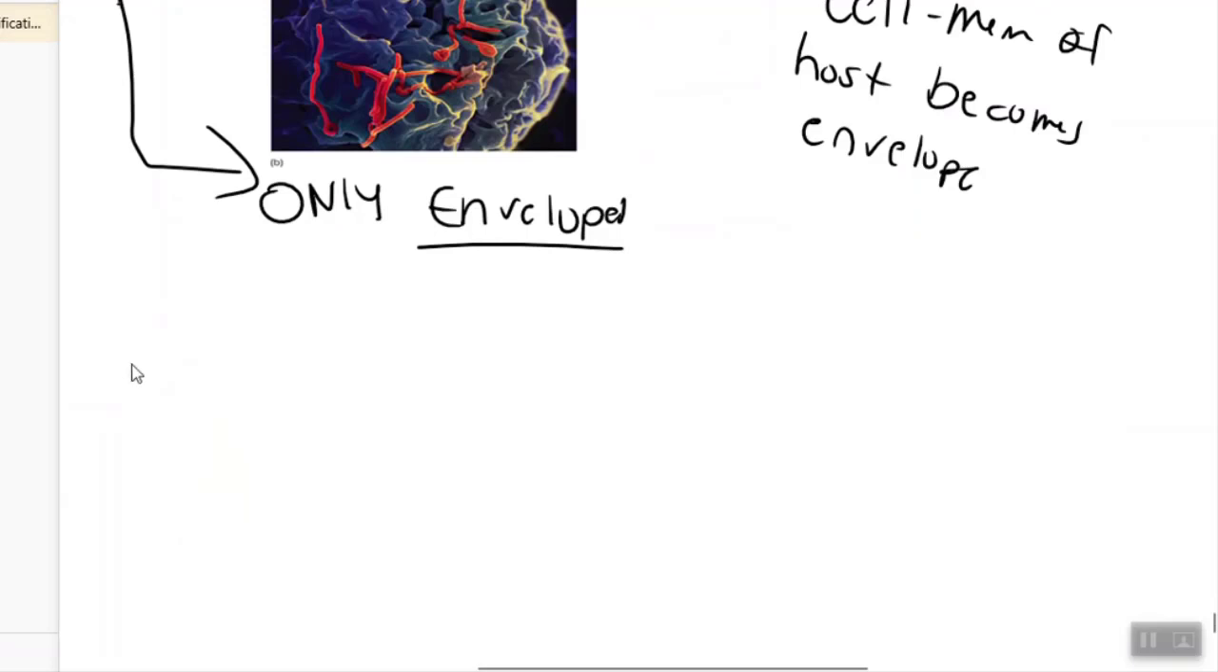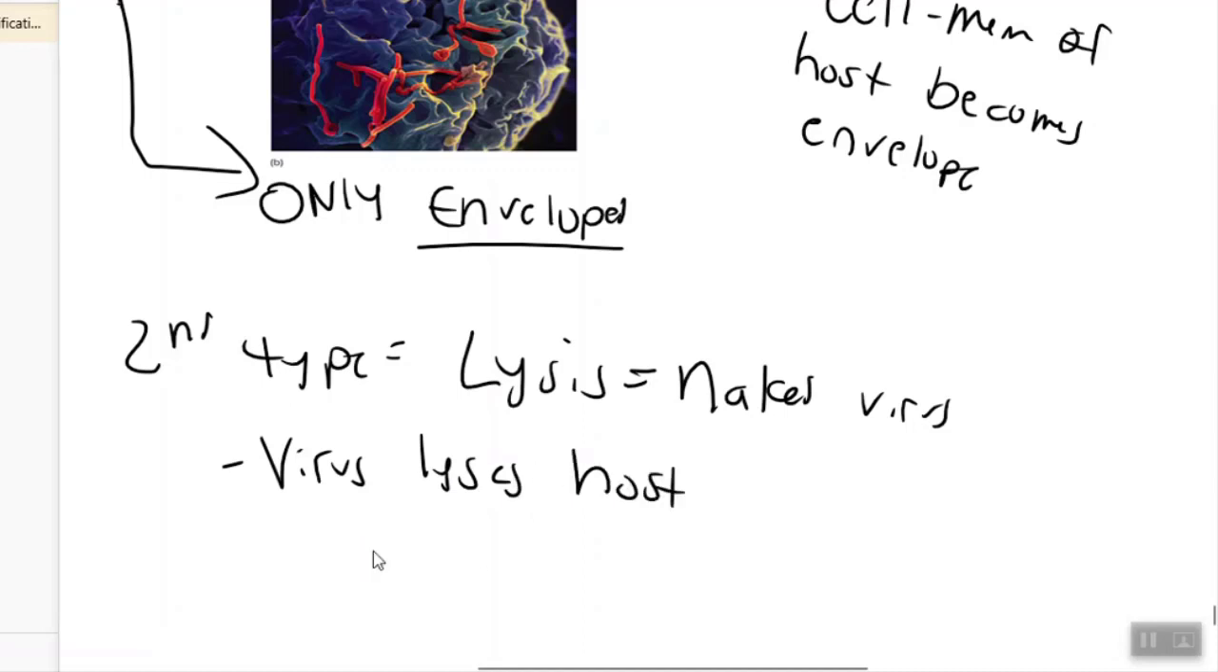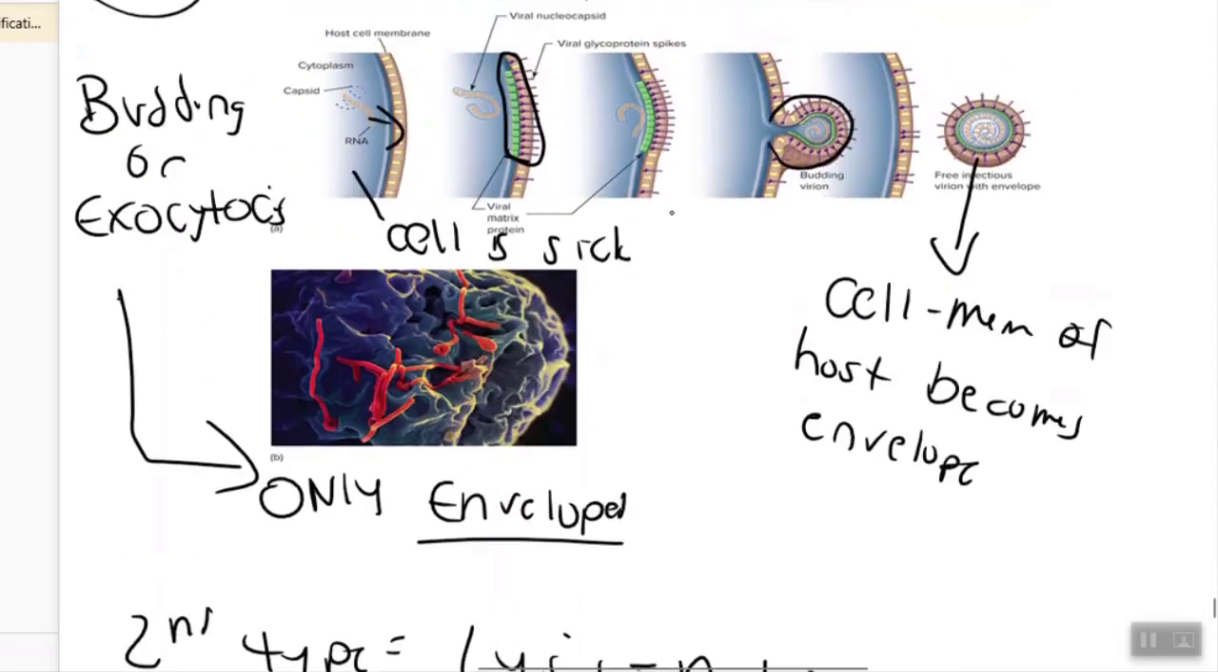The second type of release is lysis, and this is usually done by a naked virus. And basically in this case, the virus will lyse the cell, or basically it pops it open, and then several hundreds of new virions are released. Okay, so those are the stages of animal virus infection.